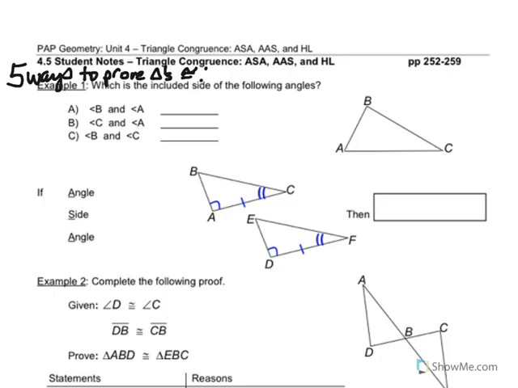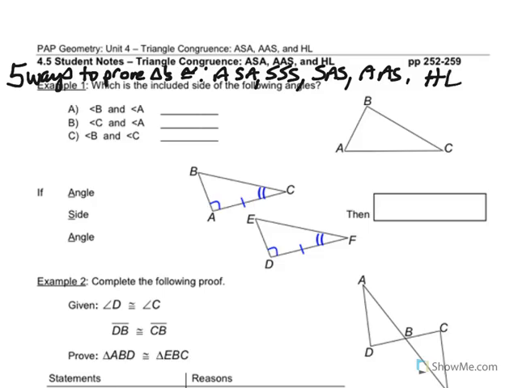And those were angle, side, angle, side, side, side, side, angle, side, angle, angle, side, and hypotenuse leg.